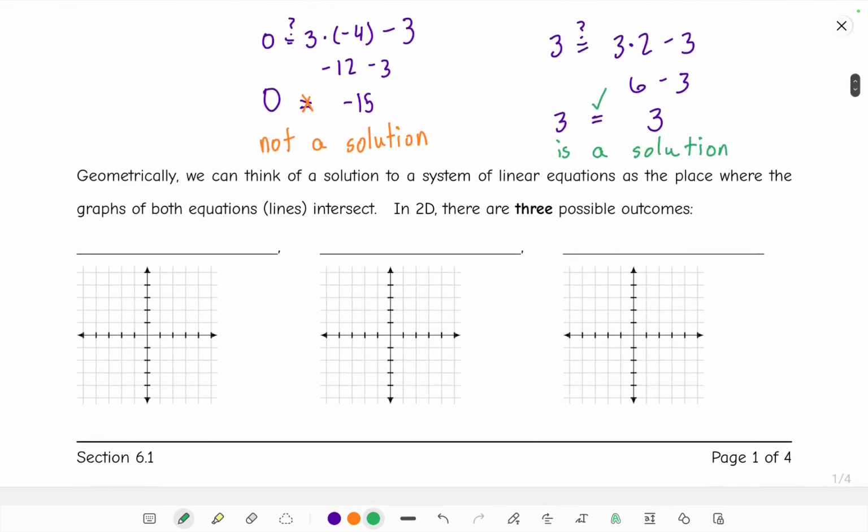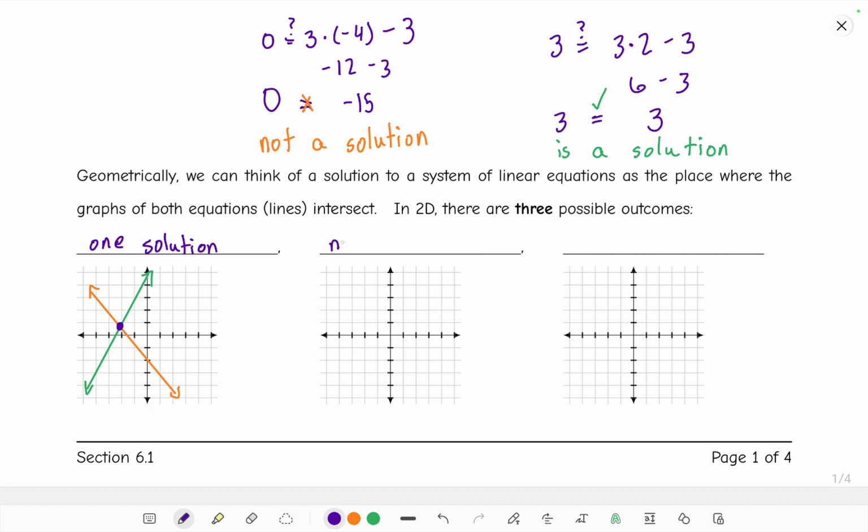Geometrically, we can think of a solution to a system of linear equations as the place where the graphs of both equations, or lines, intersect. In 2D, there are only 3 possible outcomes. You can get one solution. So that's where the two lines intersect in exactly one spot.